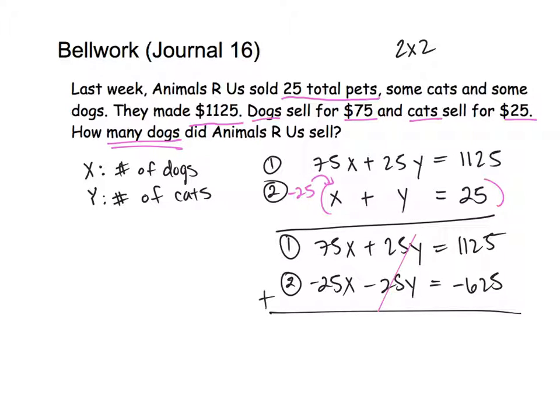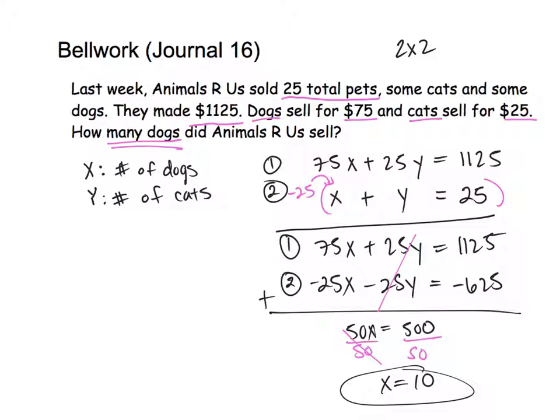And so when I add these two, I already noticed that my y's cancel. If I add up my x's, I get 50x equals 1,125 added with negative 625, which is 500. So if I divide by 50, x is equal to 10. So I get x equals 10, but I need to ask myself, what is this 10 here? What is this x? Well, that's the number of dogs. So I know that there are 10 dogs that they sold.